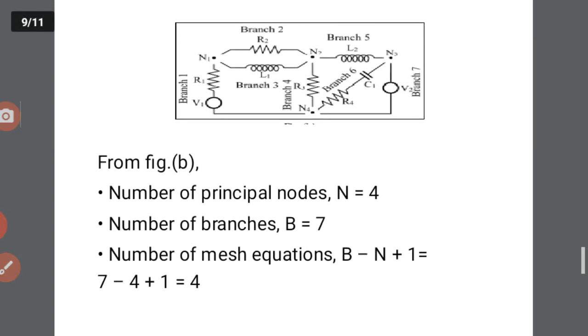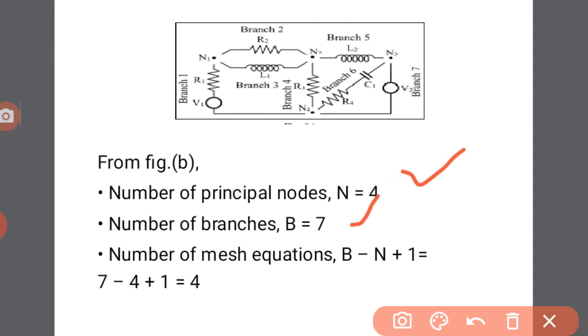Look at here clearly. Here the nodes are n1, n2, n3 and n4. The branches are branch 1, branch 2, branch 3, branch 4, branch 5, branch 6 and branch 7. So the number of branches is equal to 7, and the number of principal nodes is equal to 4. Then the number of mesh equations required, M is equal to B minus n plus 1, that is equal to 7 minus 4 plus 1. So the number of mesh equations required is equal to 4.